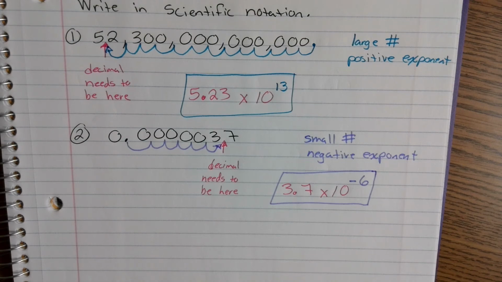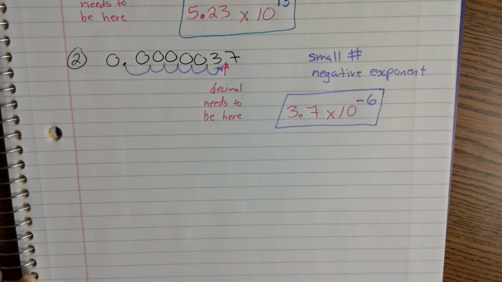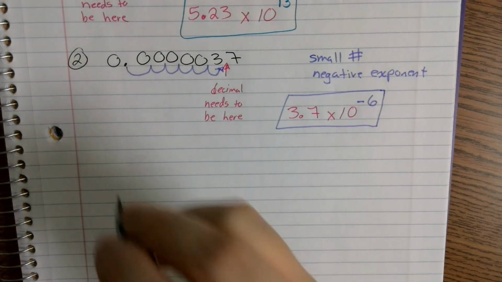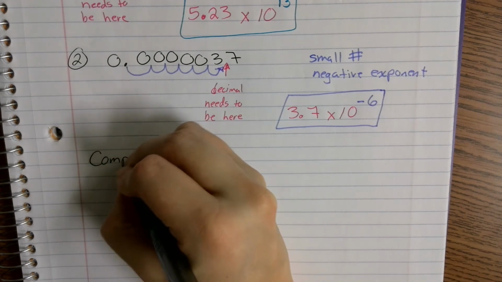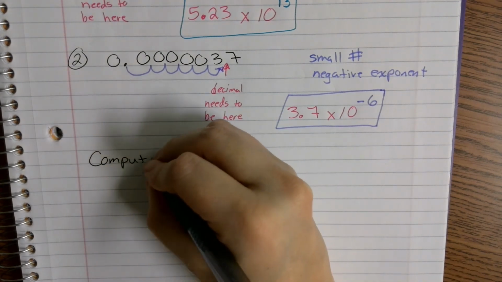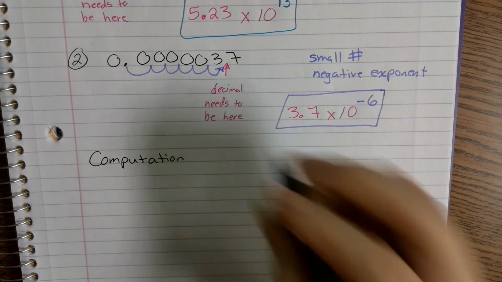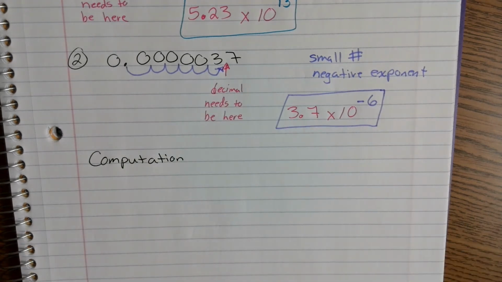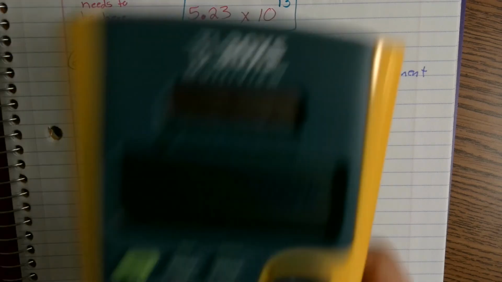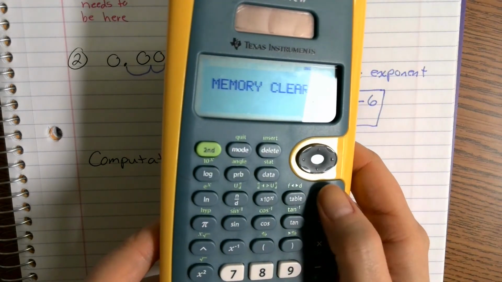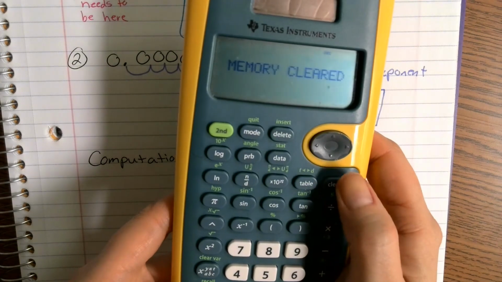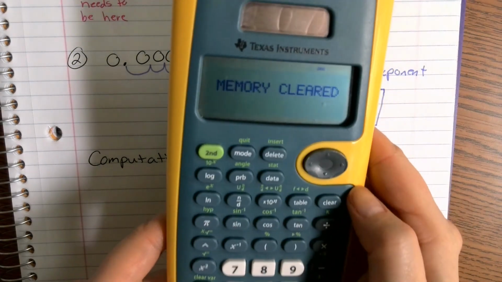And now real quickly, because you do have to leave real soon, computation. That's where you're going to be utilizing your calculators. So I need you all to get your calculators out. Get your calculators out. And I want everyone to go ahead and do a memory clear. So you're going to hit clear and on at the exact same time, and it'll pop up memory clear.